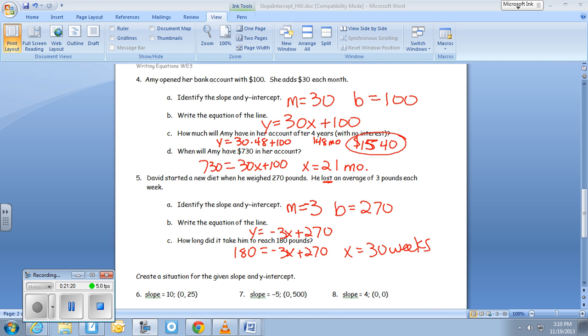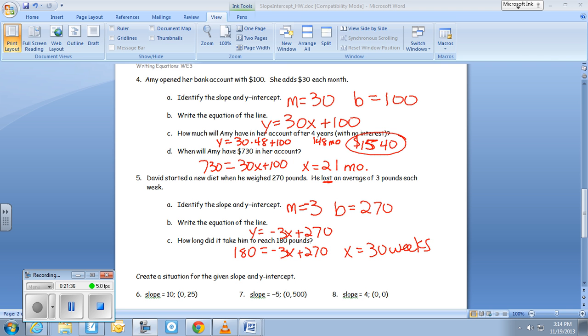All right, sorry for that interruption. Letter D, she'll have 730. We'll just plug in 730 for the y and solve for x to figure out how many months. So we find out that's 21 months.